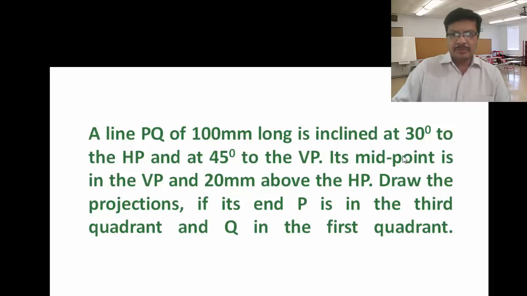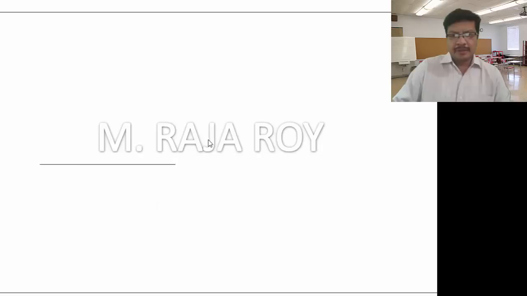Here, the location of the midpoint of the line is given. The midpoint is in the VP. That means the top view of the midpoint lies on the XY line and the midpoint is 20 mm above the HP. That means the front view of the midpoint lies 20 mm above the XY line. So now start drawing the projections of half of the line, half of the portion of the line. So the remaining half we can get automatically. So start drawing the location of the midpoint.